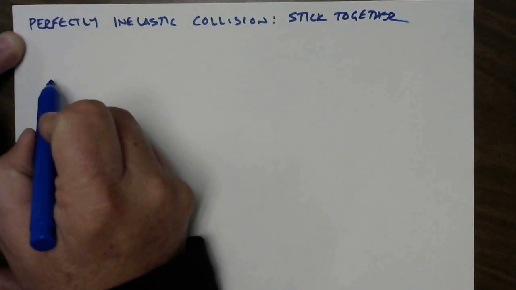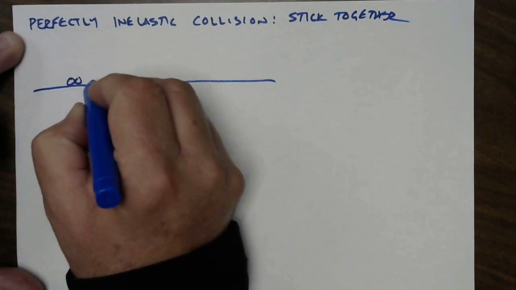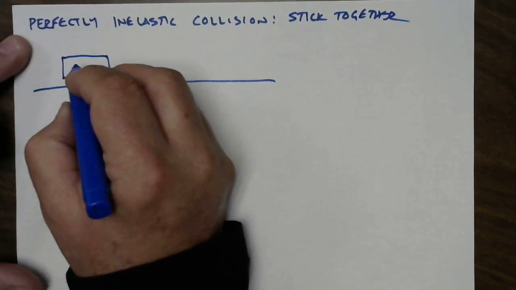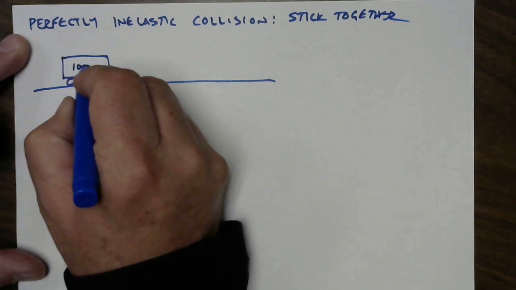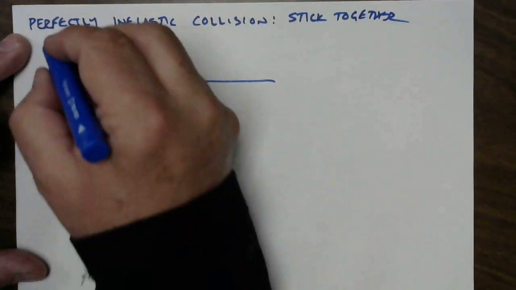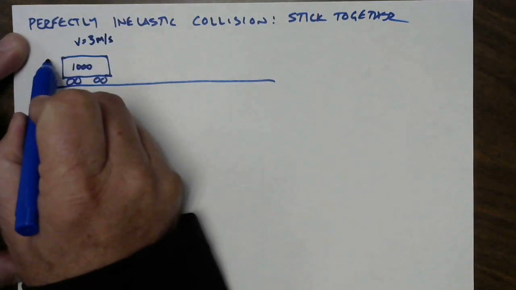And to illustrate this, we're going to have a train track, and we're going to have one boxcar on the train track. This boxcar is going to have a mass of 1,000 units. I don't know if it's kilograms or whatever, but that's 1,000 kilograms. And a velocity of 3 meters per second.